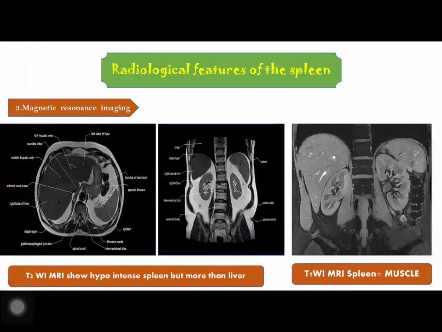MRI. According to magnetic resonance imaging, the spleen is really well seen on MRI. On T2, the spleen is hypointense but higher than the liver. On T1, it is hypointense, like muscle.